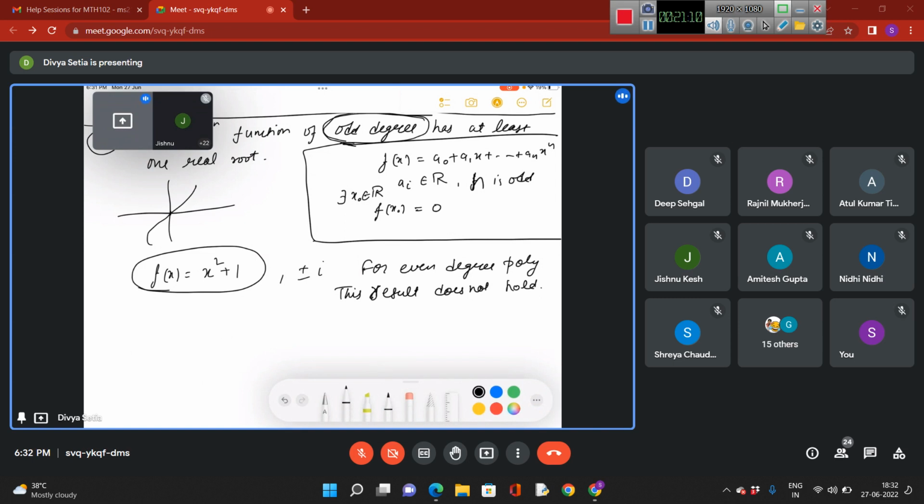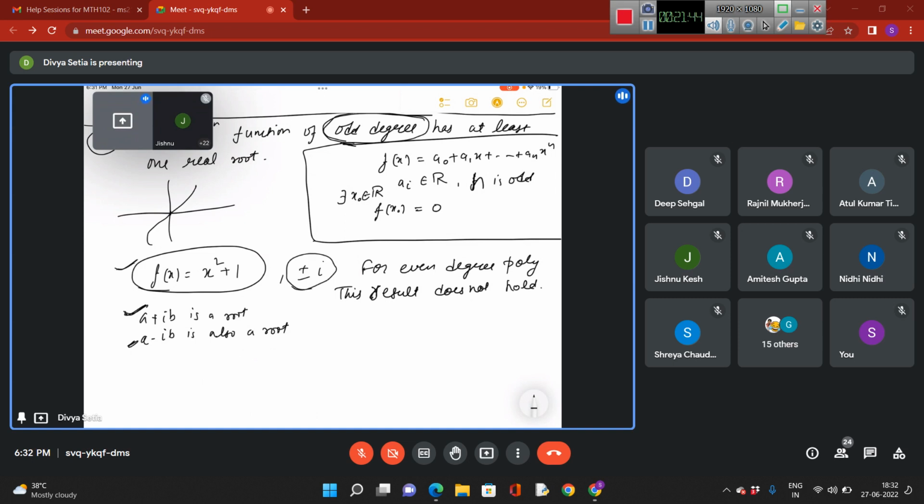See, the property that complex roots hold is that complex roots always occur in pairs. If a plus iota b is a root, then a minus iota b is also a root of the polynomial. It cannot happen that just this one is a root of the function and this is not a root. Complex roots always occur in conjugate pairs. You can see in this function, the roots are plus minus iota.